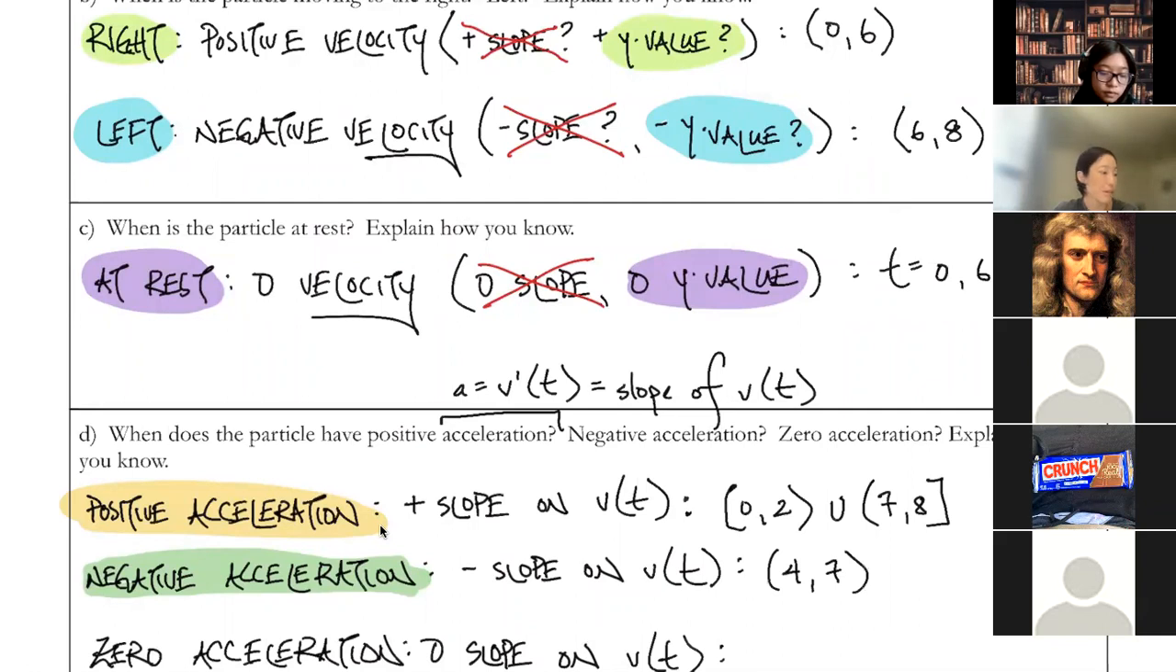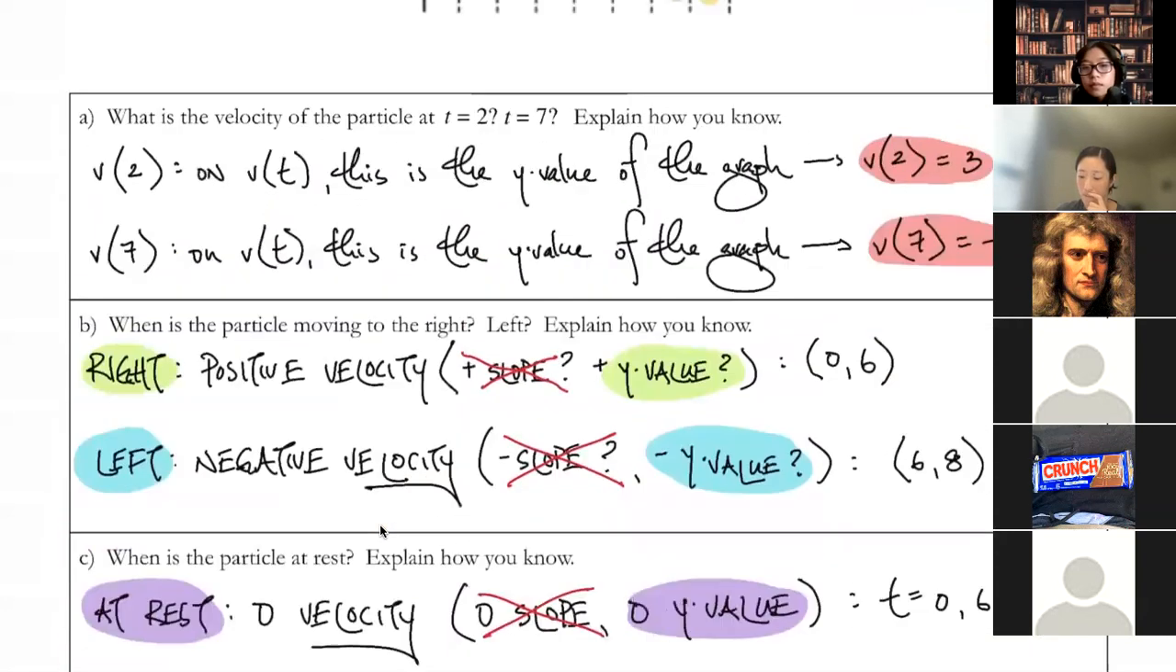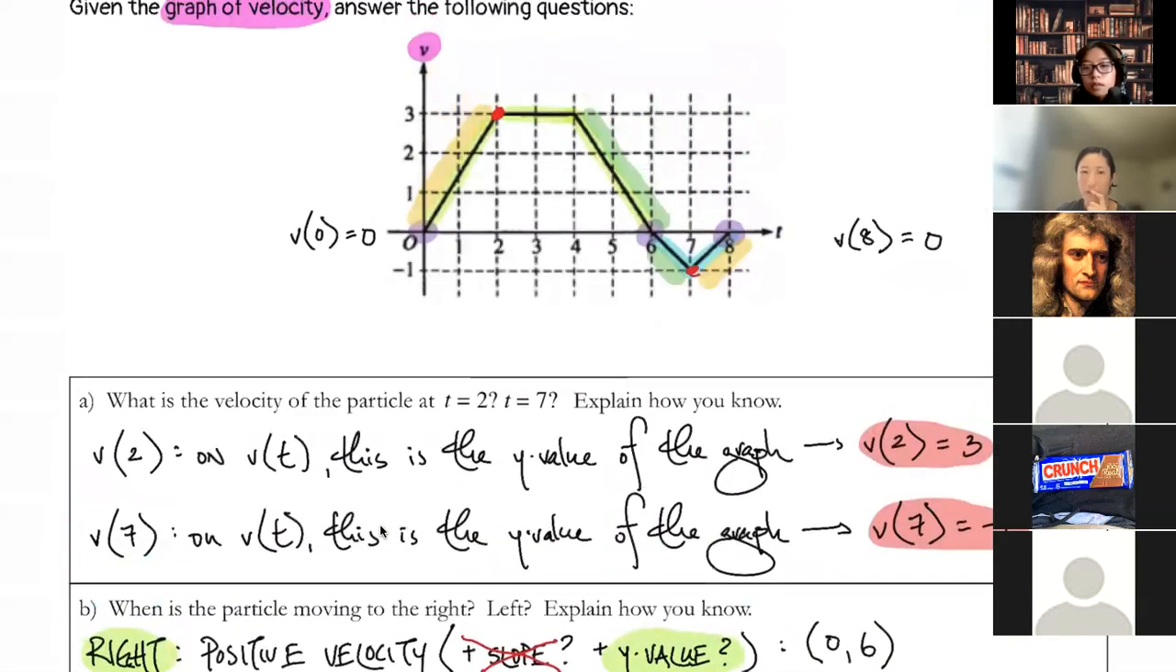Okay. Now, this last question is a tricky one, I think, but where is there 0 acceleration? All right, so now we're looking for a 0 slope. So take a look at that picture. Where do we see a slope of 0 on this graph? From 2 to 4, 2 to 4.